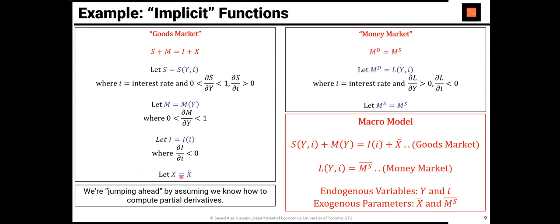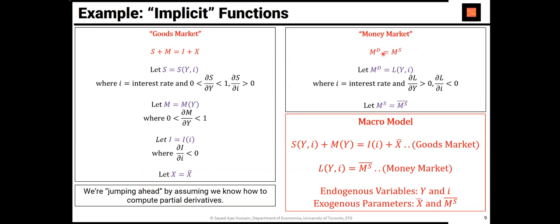And let's now pin down exports to a specific level. We now imagine that no matter what happens, exports are always exactly the same. So that gives you this model right here. Savings plus imports is equal to investment plus exports, according to these equations that you saw over here.